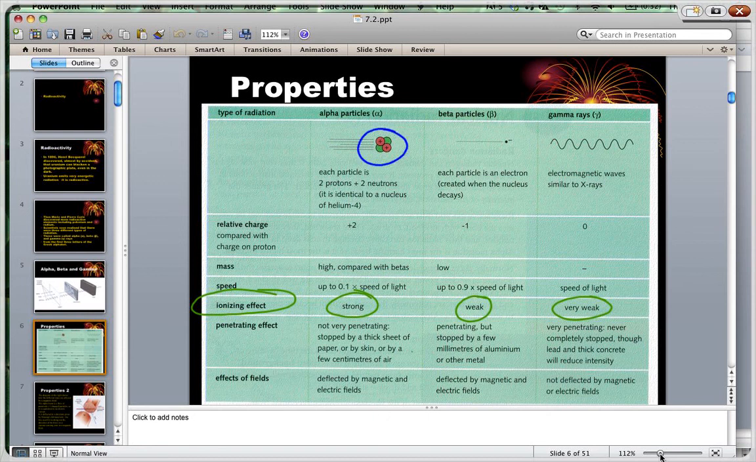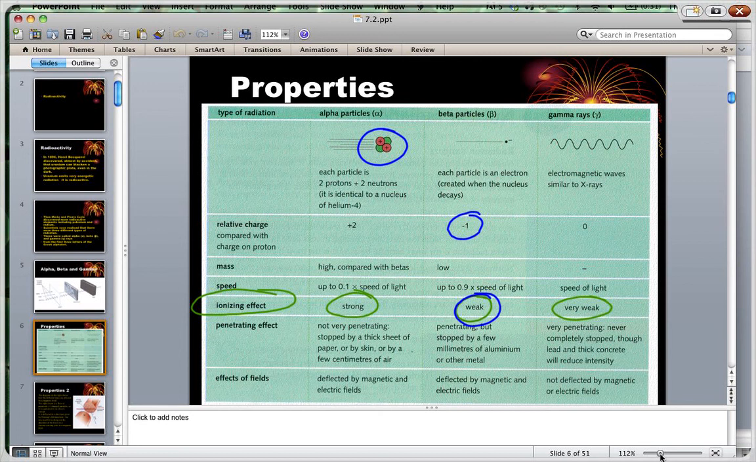It's also big. Because it's bigger, it's got more charge, it's got double the charge of a beta ray, it's strong. The beta particle does cause ionization, but it's a bit weaker. It's obviously -1 is the charge. Your gamma ray doesn't have a lot of ionizing effect. It's very weak because it generally doesn't interact very much. It just goes straight through.